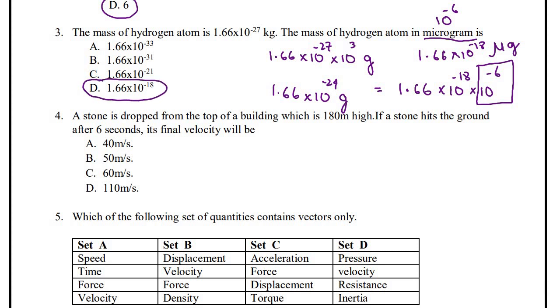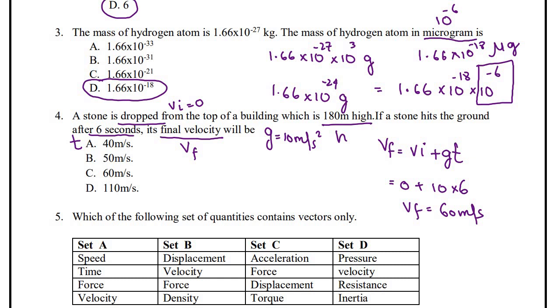A stone is dropped from the top of a building which is 180 meters high. If the stone hits the ground in 6 seconds, we have to find the final velocity. So the stone is dropped. This means the initial velocity is 0 and the height of the building h is 180. Time is 6. We have to find the final velocity, and in this case, let's say g is equal to 10 meters per second square.